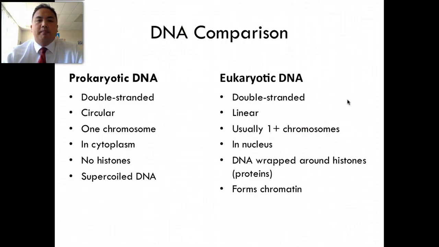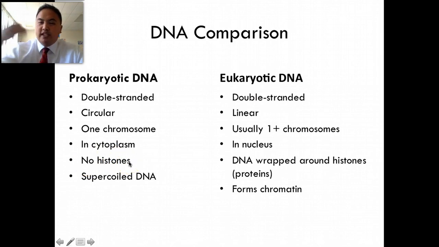So just to compare different DNAs, we've done this a lot, but you should know eukaryotic DNA is double-stranded and linear, whereas prokaryotes have circular DNA with one chromosome, and usually we have more than one chromosome. We talked about this before, we have 23 pairs of chromosomes, but every animal or organism that's eukaryotic has a different number. Ours is in the nucleus, theirs is in the cytoplasm. They have no histones, which are those proteins that it's wrapped around. We do. And they get supercoiled DNA when it's time to replicate. Ours is chromatin, if you remember.